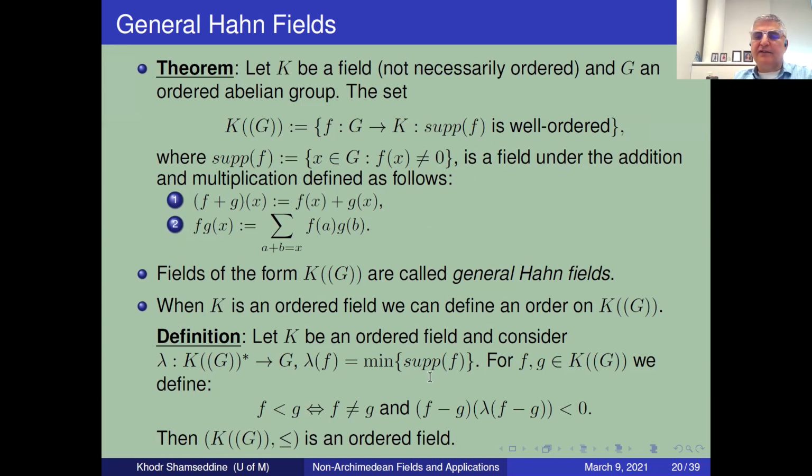And then if we take two elements of the field, we say that F is less than G if and only if they are different, and F minus G at the minimum support is negative. So what does that mean? If F is not equal to G, we look at the first point where the two are different. If F is smaller than G at that point, then we say that F is less than G. So we have a lexicographic order from left to right. Then with respect to this order, K of G is a totally ordered field.